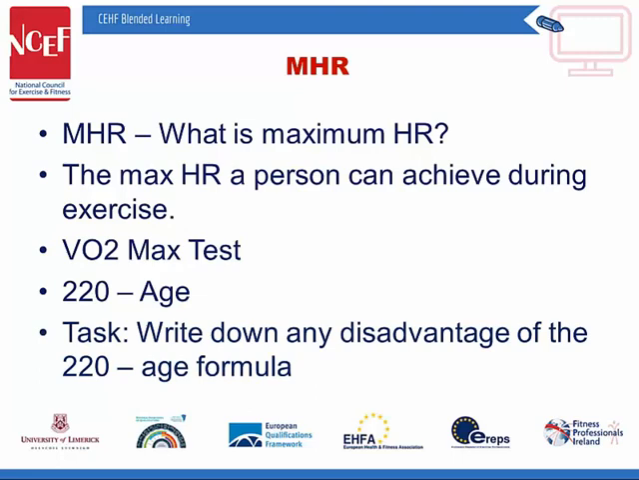The next task I want you to undertake is to look at 220 minus your age and write down any disadvantage or any limitation you can see within that formula. Just take a few seconds, pause the presentation, and write down any of these disadvantages that you can make out.